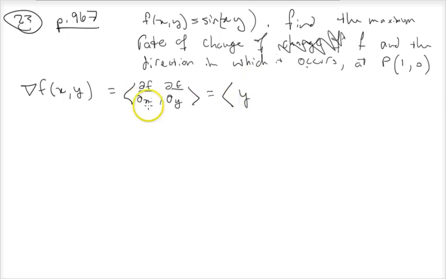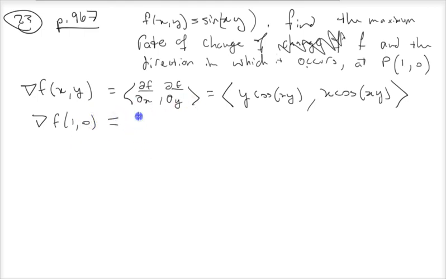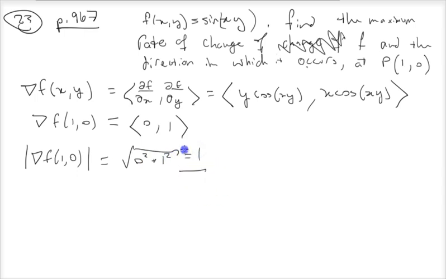The x component, if we take the partial derivative with respect to x, it's going to be y cos(xy). And the next component is going to be x cos(xy). And so now, what we need to do is find that gradient vector at a particular point, (1, 0), and that will be (0, 1). And now we need to find the magnitude of that gradient vector in order to find the maximum rate of change, and that is going to be equal to root 0 squared plus 1 squared, and that's going to equal 1. So this is the max rate of change of f.